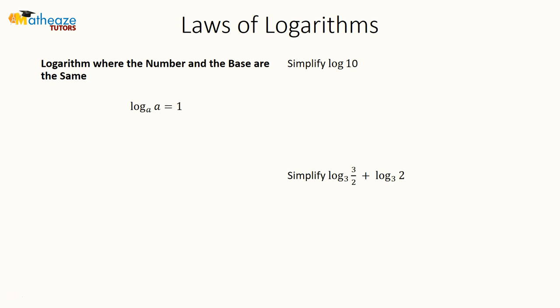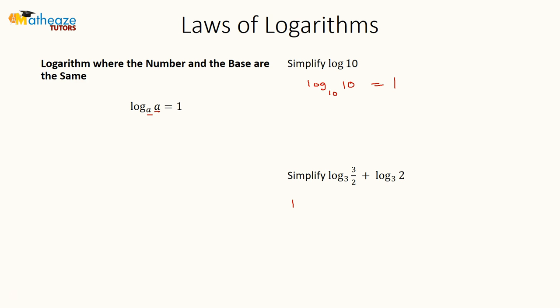And finally, log to base a of a. Here it's saying that if the base and the number whose logarithm you're trying to determine are the same, you're going to have 1. So log of 10, remember that log without a number in the base assumes that it's 10 because we're counting base 10. So we have 10 here and 10 here, so this is going to be 1.